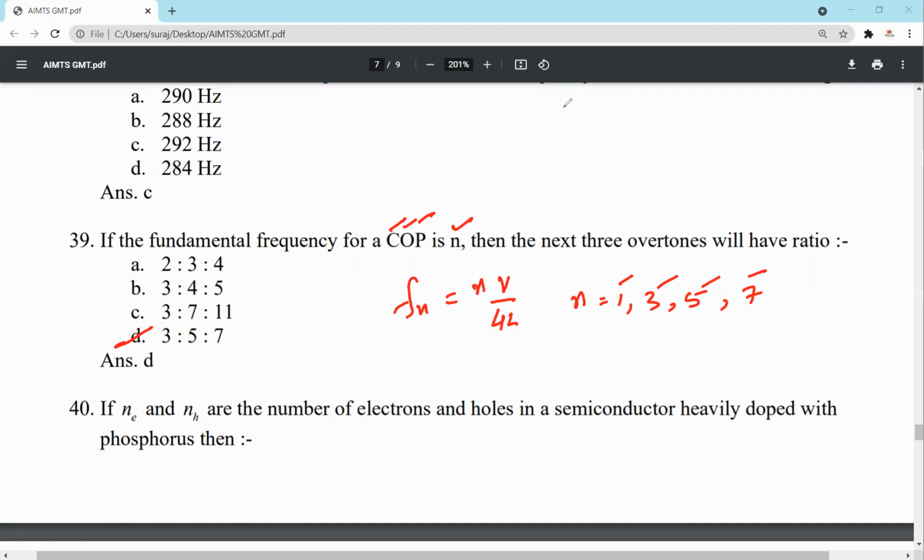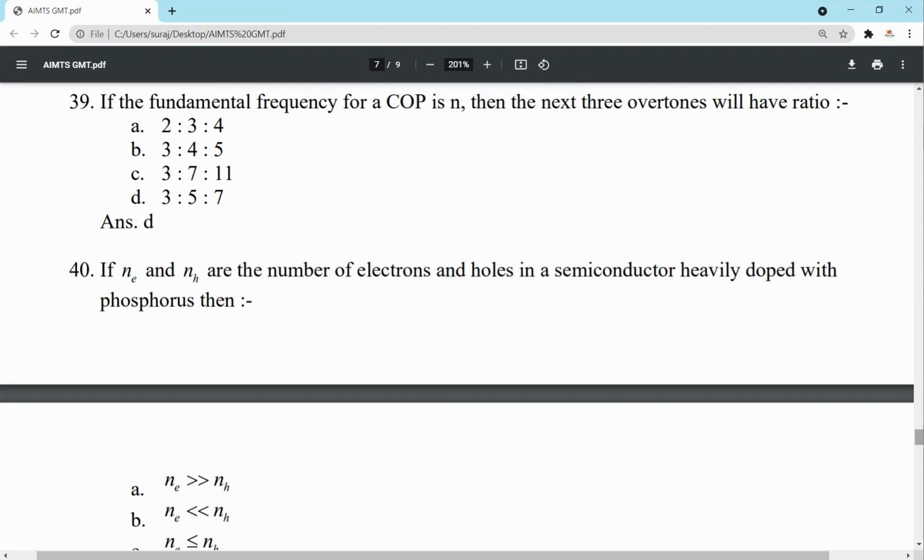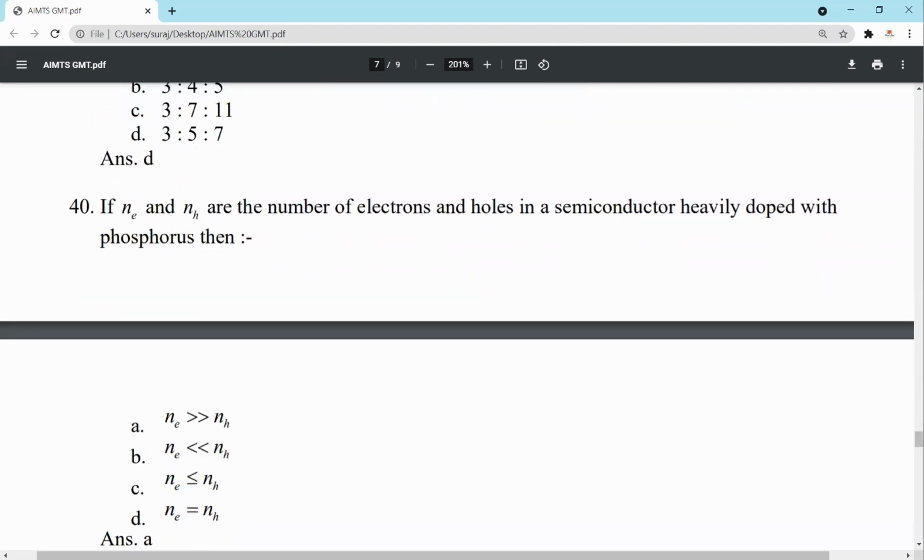Next, question number 40. If Ne and NH are the number of electrons and holes in a semiconductor heavily doped with phosphorus, then. Phosphorus is what? Pentavalent. Pentavalent will bring one more electron, right? So the number of electrons will be far greater than the number of holes. It becomes an N-type semiconductor.